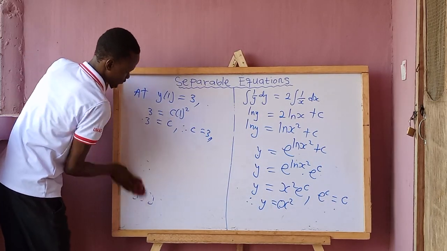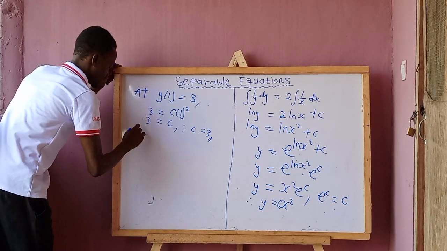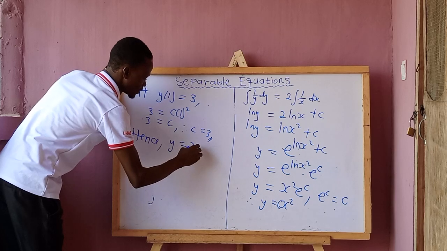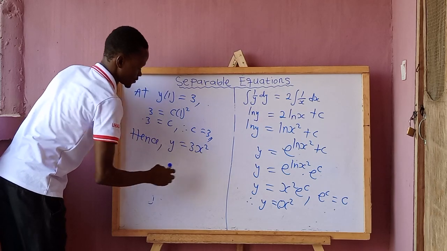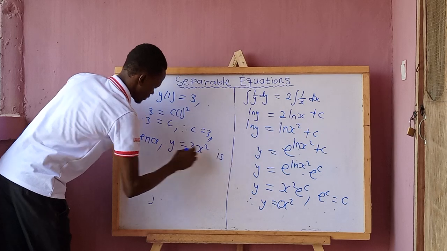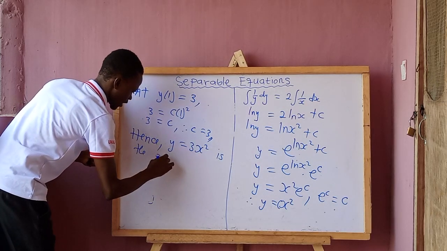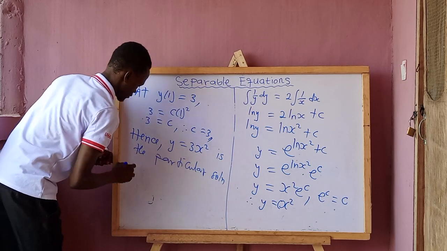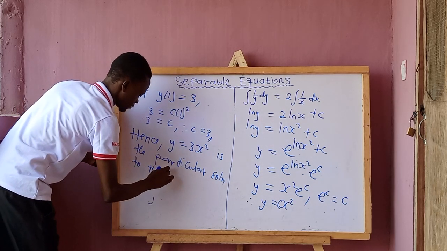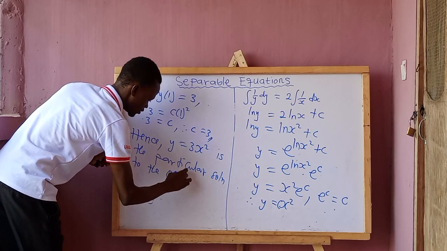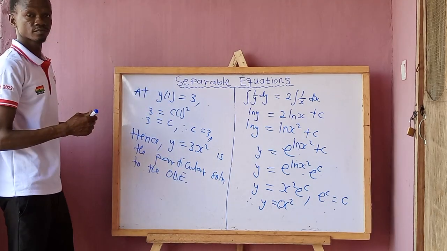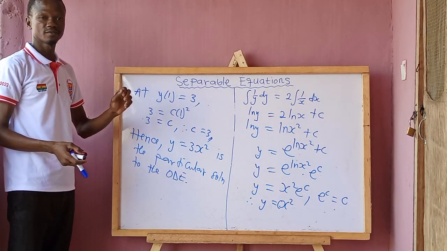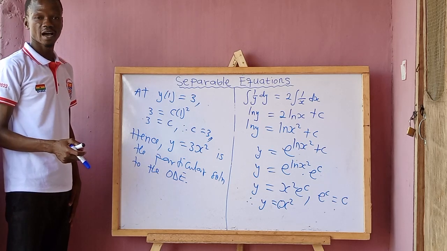And then finally, hence, we are going to have y equal to 3x squared to be the particular solution to the ODE given to us. So this is how ordinary differential equations of the separable forms are solved.